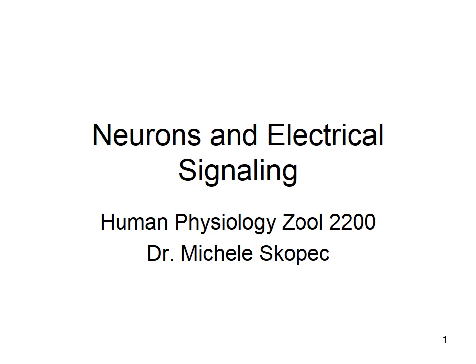All right, so we are going to spend the next 3 weeks talking about the nervous system. This week we're going to talk about neurons and electrical signaling, then we'll talk about the central nervous system, and then the peripheral nervous system.